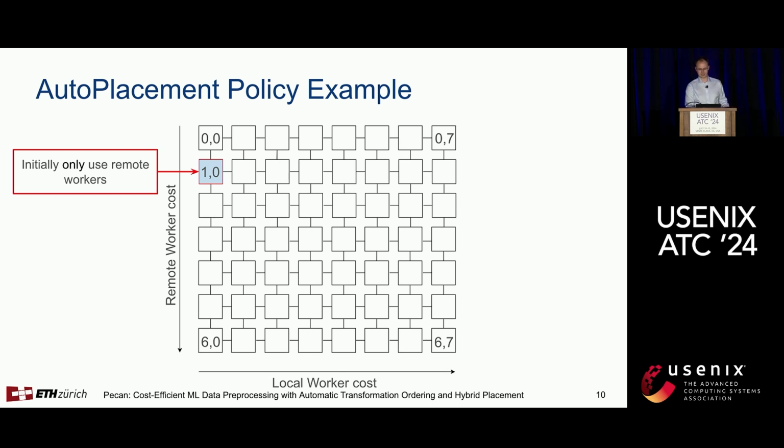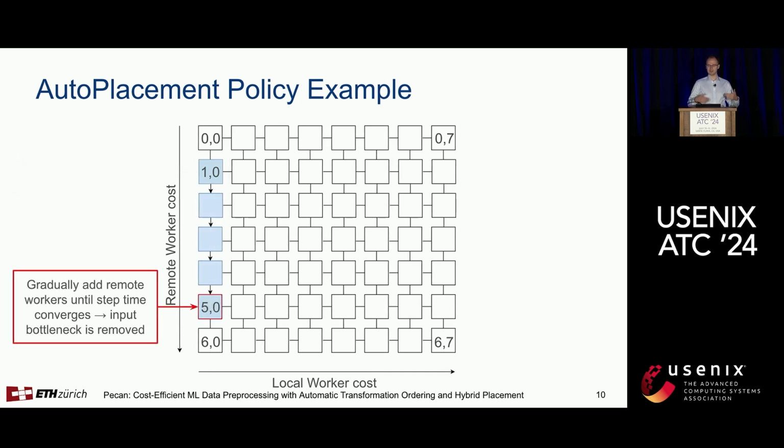Well, we begin by using a single remote worker. As you go down the y-axis, we increase the number of remote workers, and on the x-axis, we increase the number of local workers. So we start with a single remote worker, and then we scale out up to 5 remote workers. We do this because we know that with remote workers, we can scale essentially infinitely, and we can remove the input pipeline bottleneck without a problem. We also do this because adding and removing remote workers is very cheap. So we first want to focus on our main goal, which is to keep our TPU occupied.